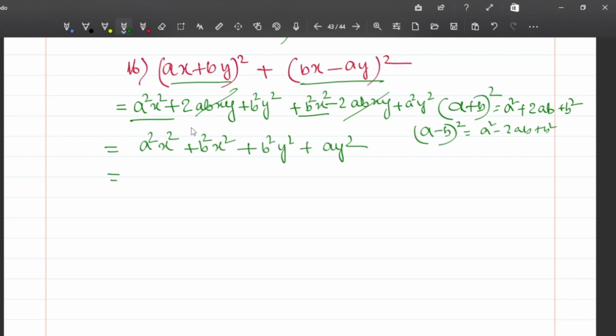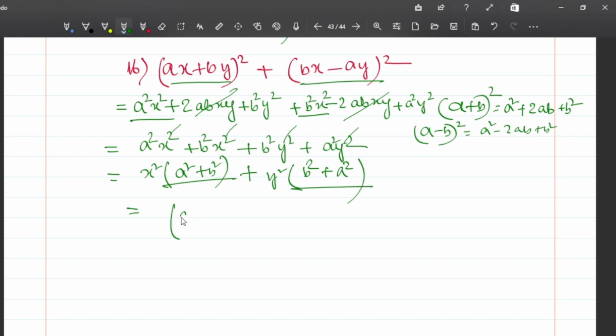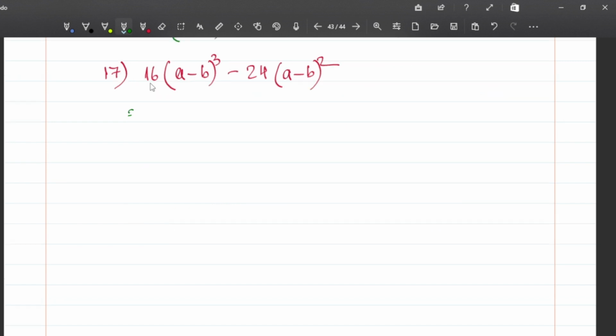Now take x square common from the first and second term and y square common from the third and fourth term. So now take common a square plus b square. So we get x square plus y square as another factor. So that is your answer.